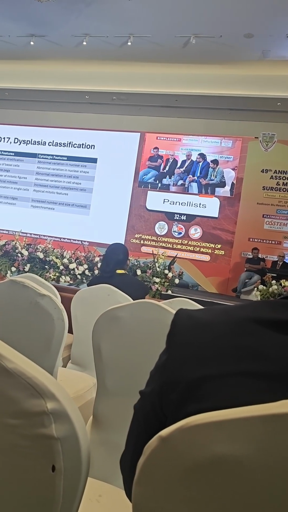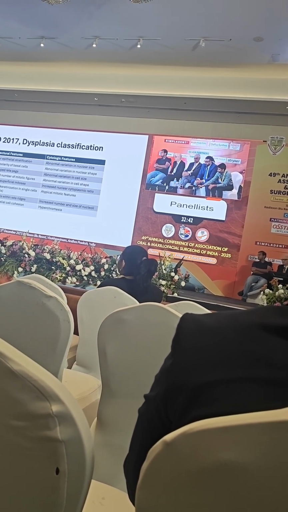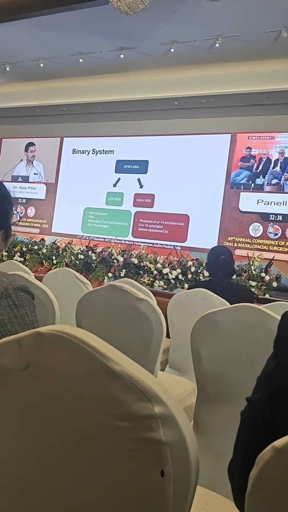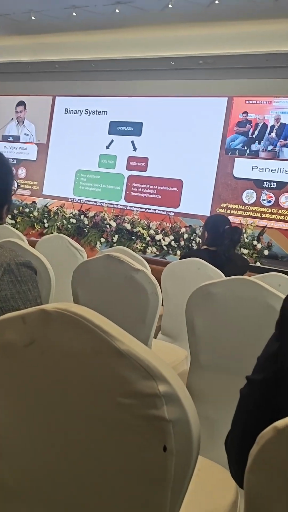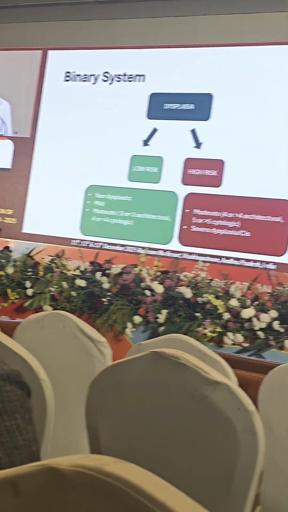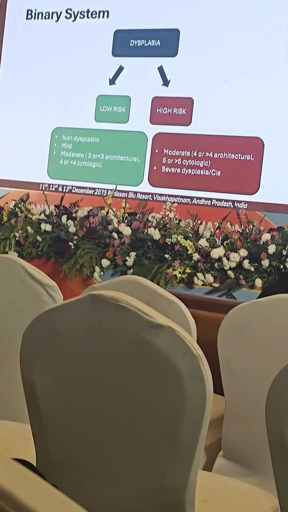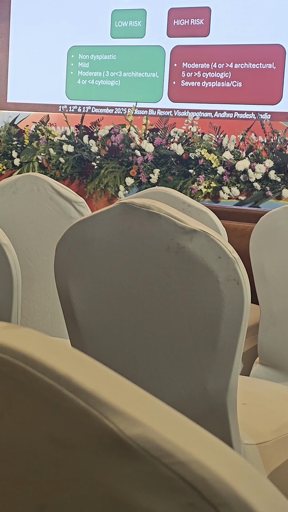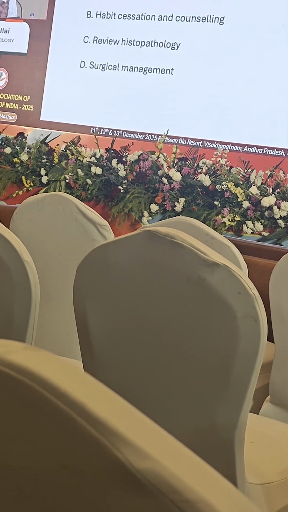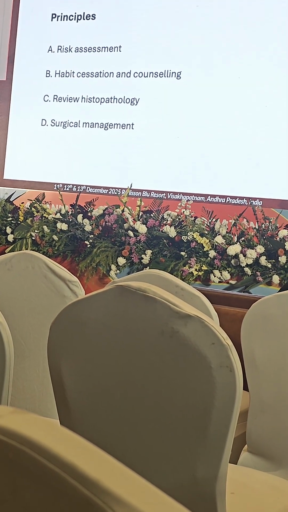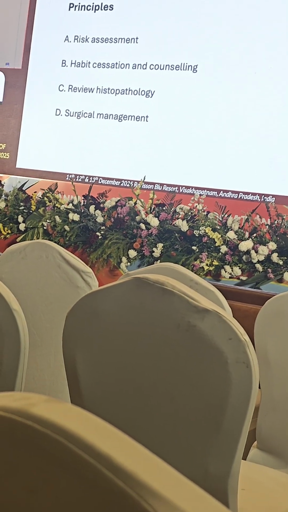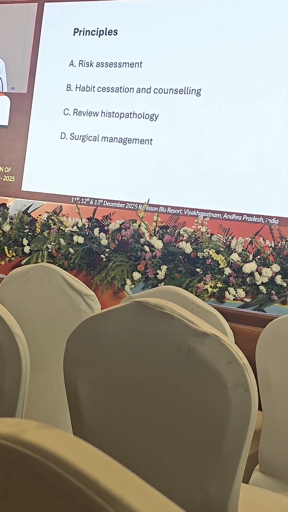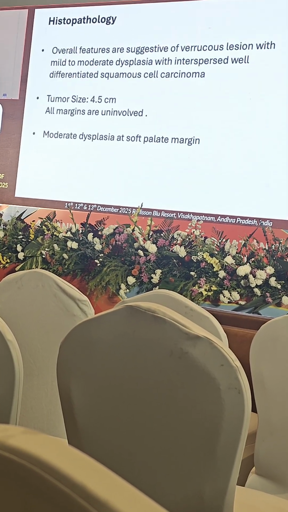So basically, the dysplasia classification has brought in two things: the architectural features and the cytological features. The binary system categorizes them into low risk and high risk: non-dysplastic, mild, moderate with either 3 or 4 of the architectural and cytological features, and the high risk ones are moderate and severe dysplasia. So the general tenets of management of these lesions would be risk assessment, which comes through a biopsy and a clinical examination. Habit cessation and counseling goes on side by side. Review the histopathology and of course surgical management.